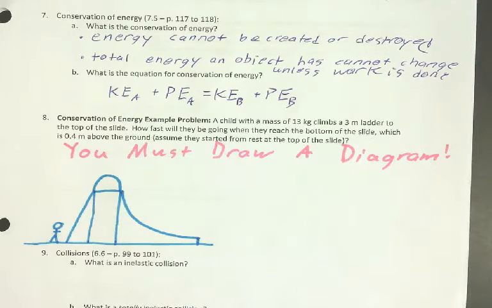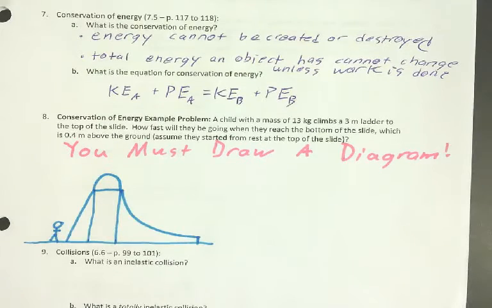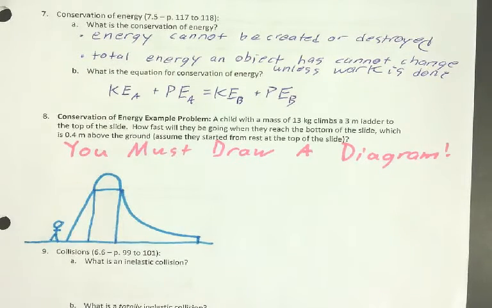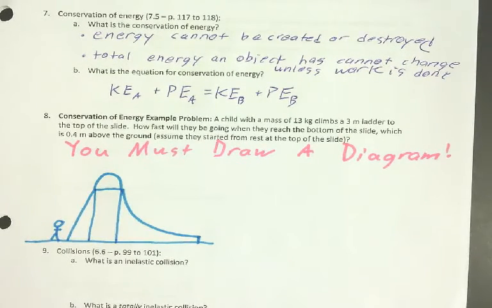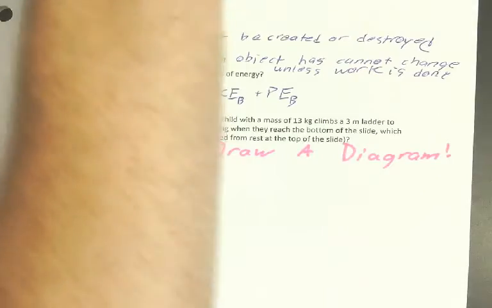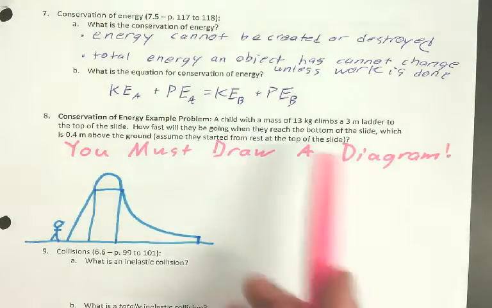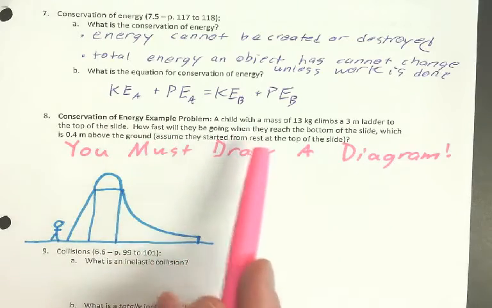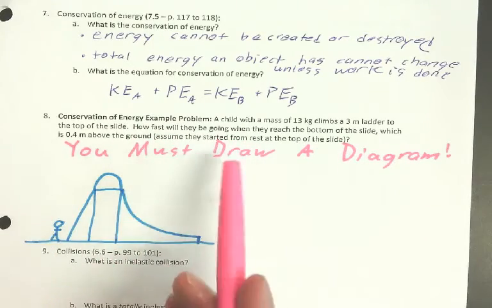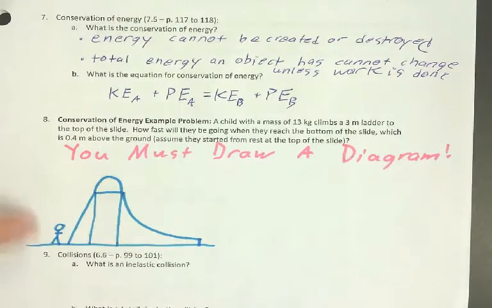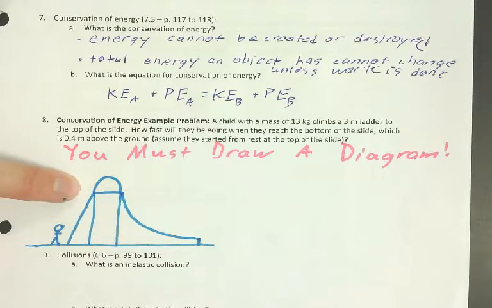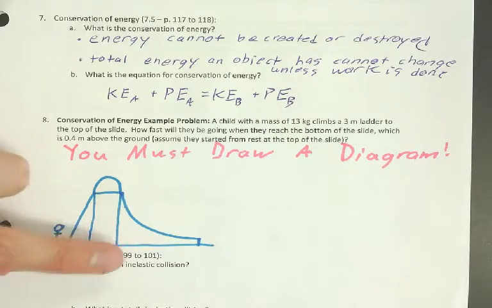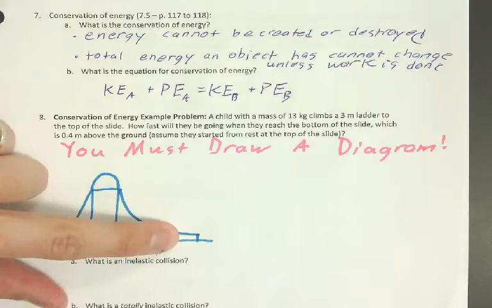So, the first thing we need to do is draw the diagram. Then I need to know at minimum where are A and B, and I need to know where is the height 0. So A is going to be the first part of it. It talks about the child climbing the ladder to the top of the slide. How fast will they be going when they reach the bottom, which is 0.4 meters above the ground? So the kid starts on the ground, climbs to the top of the ladder, goes from the top of the ladder to the bottom. So we have to decide where are A and B.